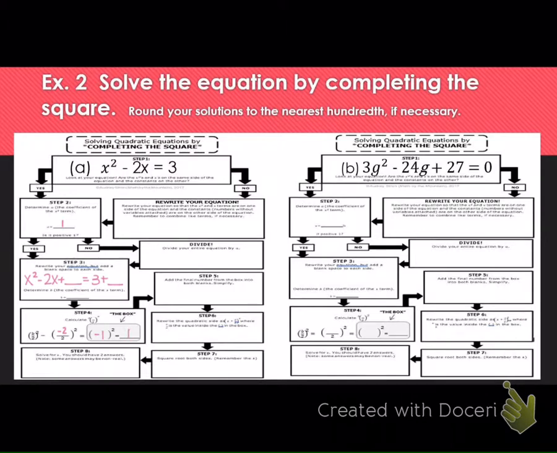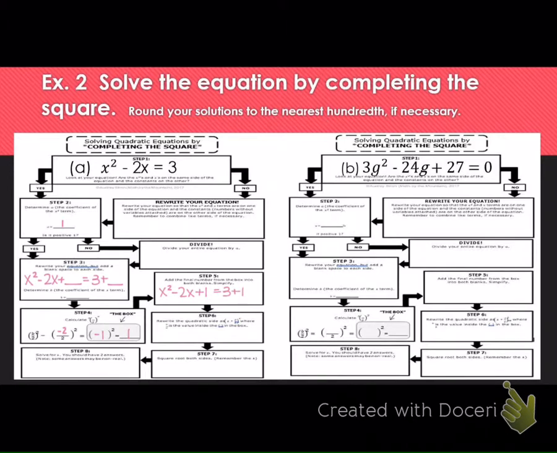Now follow the arrow. Do you see the arrow? We're not going down. Remember, we're going up and to the right. We're going to step number 5. What does step number 5 say? It says add the final number from the box into both blanks. So basically the number we just found is going into our blanks. So we have x squared minus 2x plus 1, and it equals 3 plus 1.